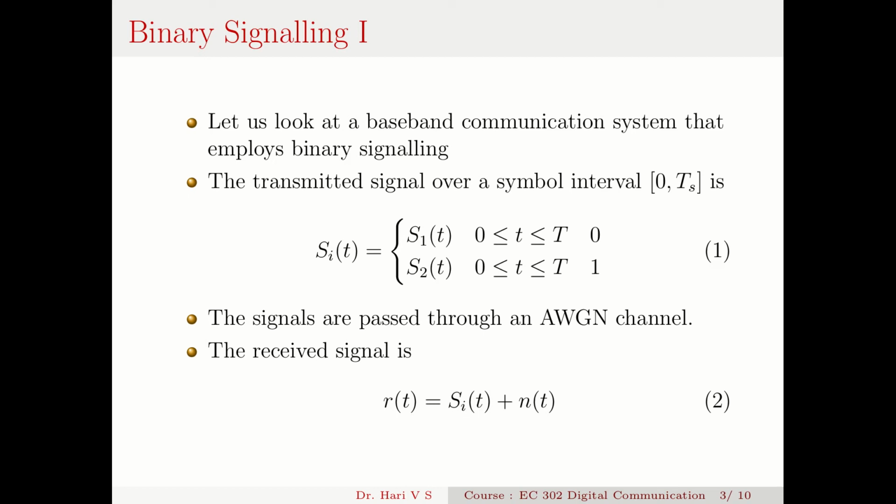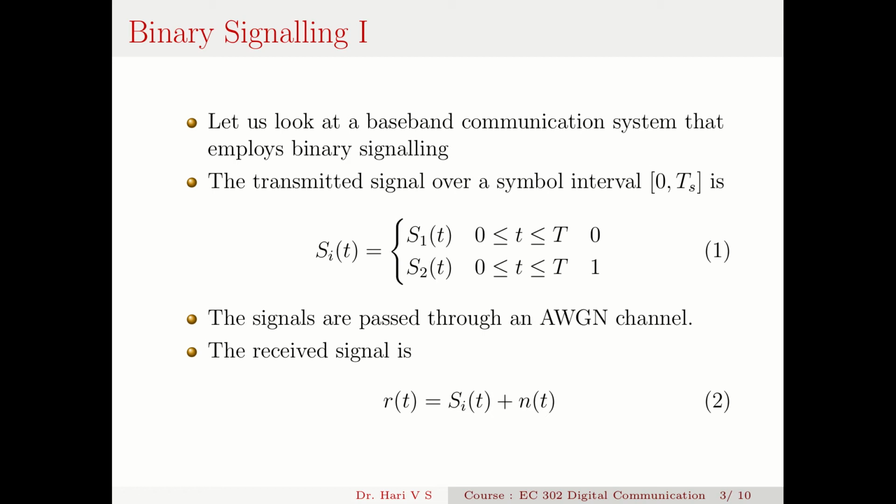So let us look at a baseband communication system that employs binary signaling. That is, a logic 0 is transmitted as a signal S1(t) and a logic 1 is transmitted as a signal S2(t). So during this symbol duration T, if it is a 0, you transmit a signal S1(t), and if it is a 1, you transmit a signal S2(t). In the receiver, it knows the signals S1(t) and S2(t). The only ambiguity is which is coming now: is it a logic 0 corresponding to S1(t), or a signal S2(t) corresponding to a logic 1.